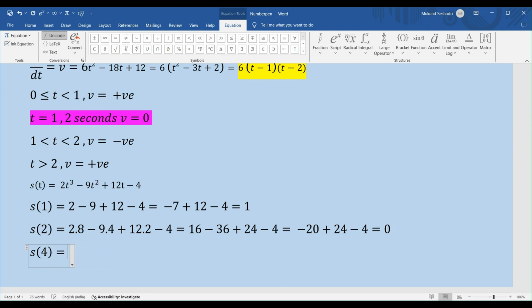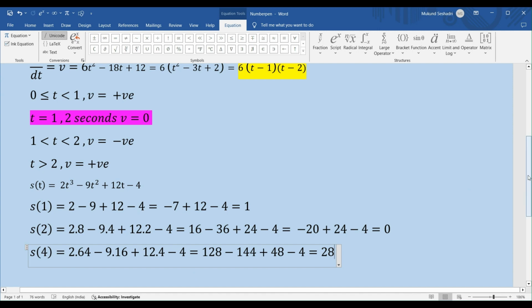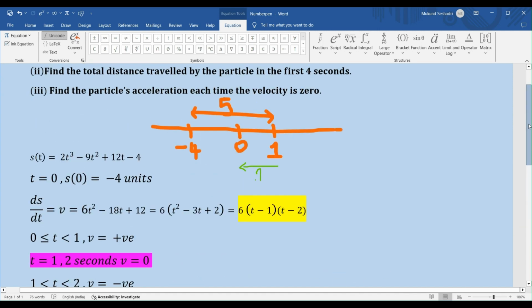Okay, so now all that I need to do is, s of 4, where are we? Right? s of 2, we are at the origin. s of 4, where are we? Again, I go for a substitution. 2 times 4 cube, which is 64, minus 9 times 4 square, which is 16, plus 12 times 4, minus 4. And what does that give me? 128 minus 144 plus 48 minus 4, which is nothing but 28, right? So between s of 2 and s of 4, I moved from 0 to 28 in one direction, right? So let's go back to the diagram.